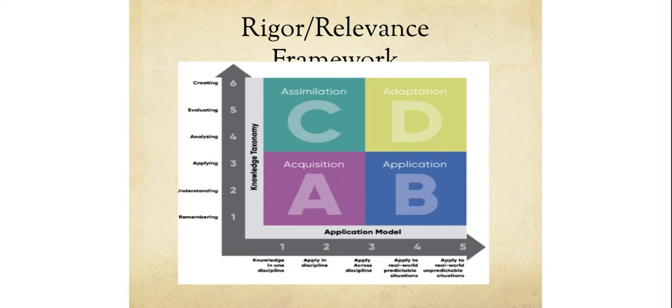Quadrant D, adaptation. Truly, this is where we want our students to fully show us that they understand a subject. So if you only have one lesson within your whole unit that is quadrant D, that lesson may have taken you weeks to develop in order to check for student understanding. Adaptation is the overall end goal of where we want our students.